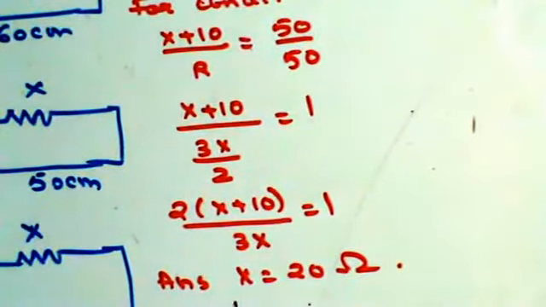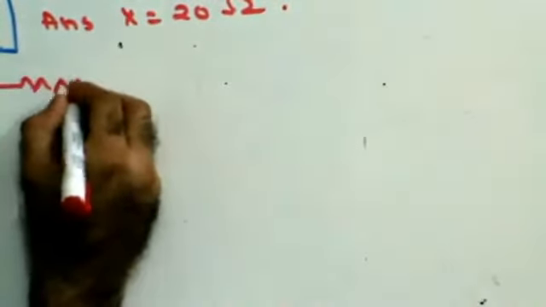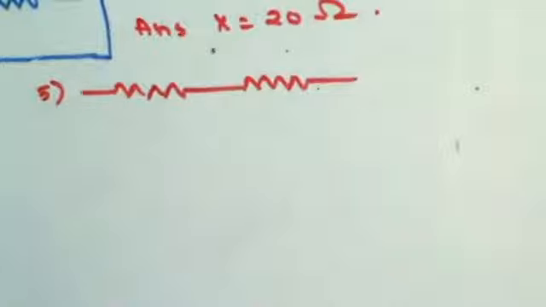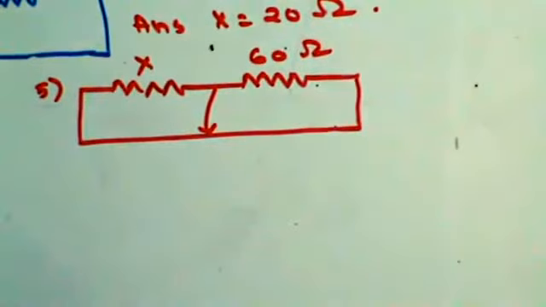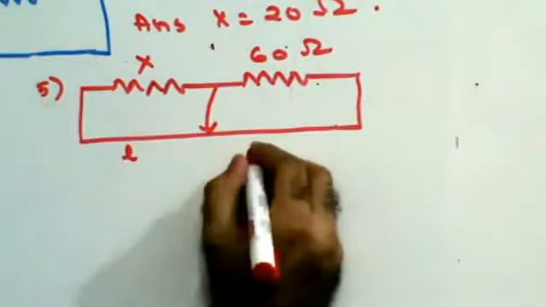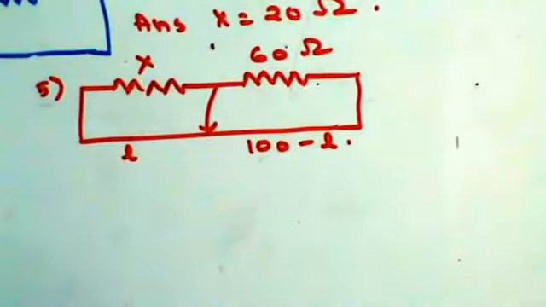Next, take down next sum please. In a meter bridge experiment, with unknown resistance in the left gap, 60 ohms is connected in the right gap, and the null point is obtained at L centimeters from the left gap.